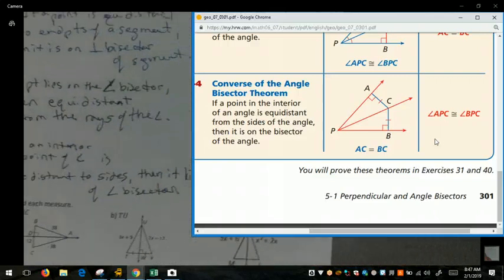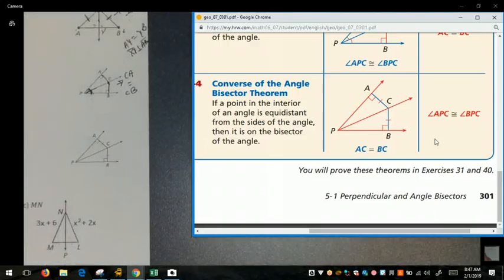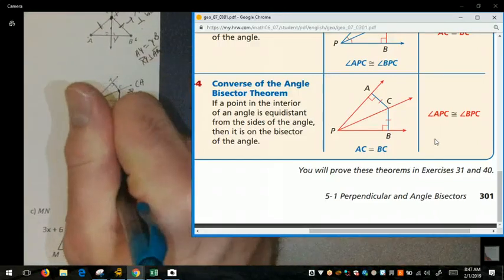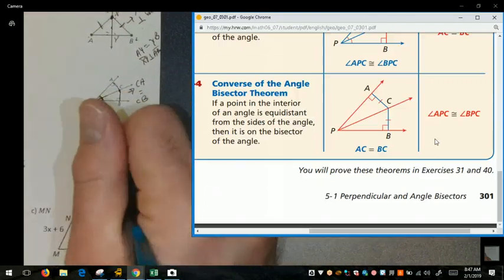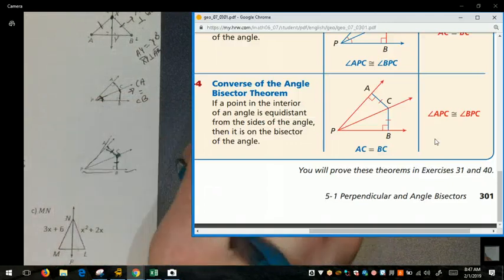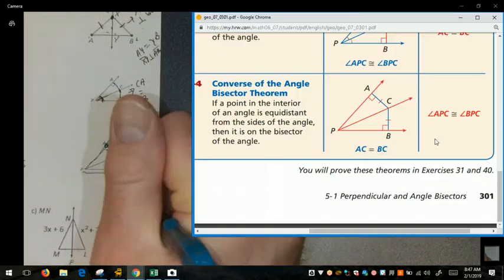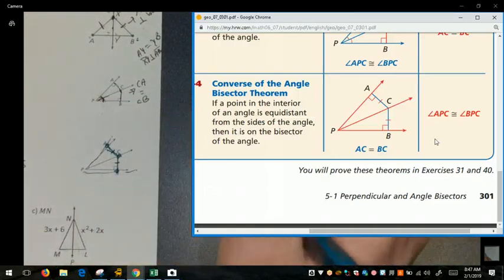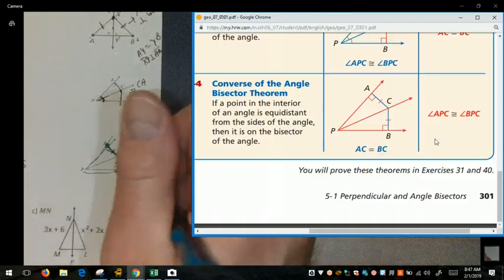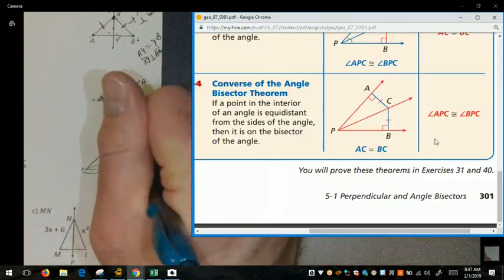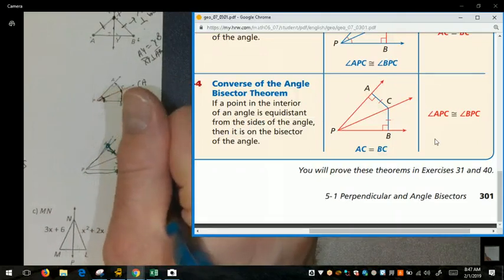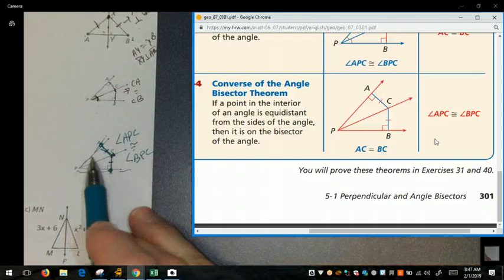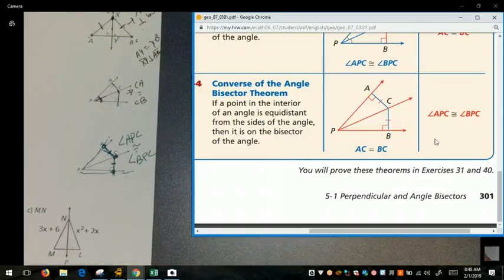The ray that bisects it. So in this case, we have the reverse picture. They've told us that CA and CB are congruent, and point C is inside of angle APB. So since A and B are on the rays of the angle and C is equidistant to both, that means that angle APC has to be congruent to angle BPC. That PC must be the angle bisector. That's all the converse is telling us.